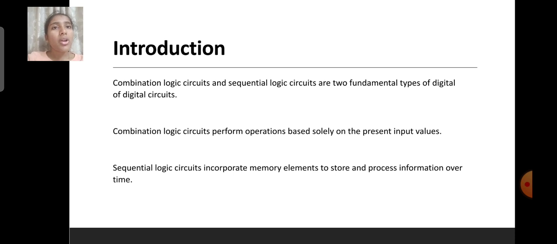Introduction. Combinational logic circuits and sequential logic circuits are two fundamental types of digital circuits. Combinational logic circuits perform operations based solely on the present input values. Sequential logic circuits incorporate memory elements to store and process information over time.